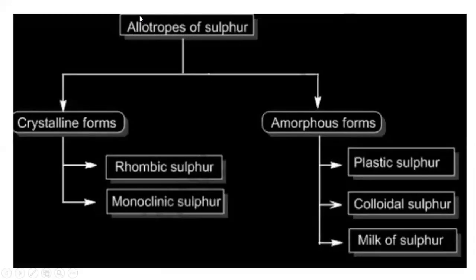Amorphous means what? A regular crystalline form has a regular structure, an orderly arrangement of atoms. Amorphous has no such order of sulfur atoms.